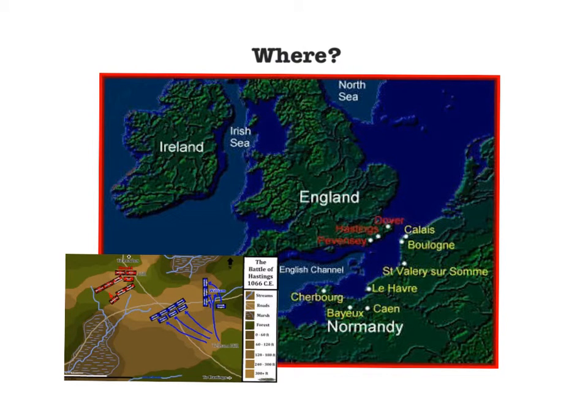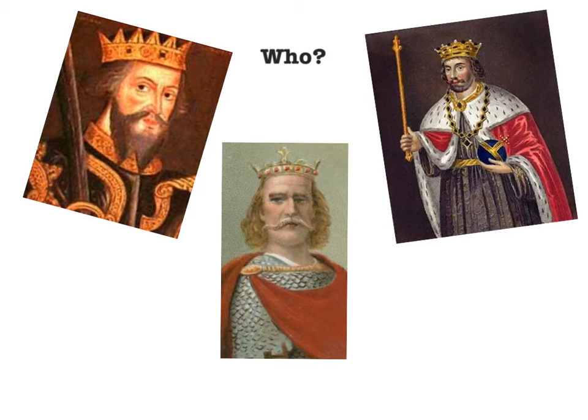Where did it take place? Most people believe that the battle was fought on Senlac Hill, but there are a few people who think that the battle was fought on Caldbec Hill. Both of these places are around the town of Hastings, and that is why it is called the Battle of Hastings.